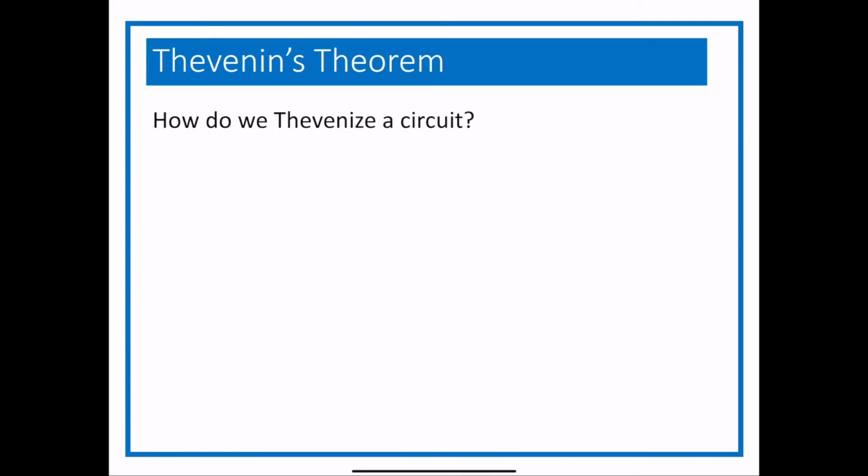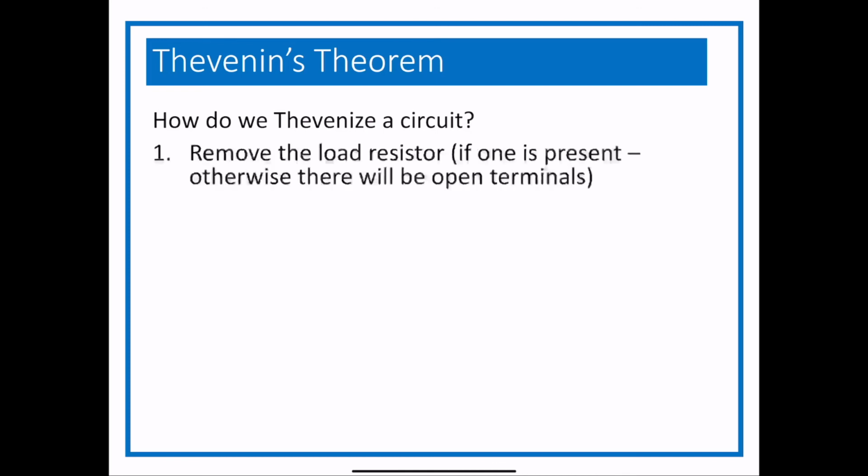So what is the process? Well, first of all, we take the load resistor off if we have one. Sometimes it's not a resistor. Sometimes it's a whole chunk of circuit we take off. So it doesn't necessarily just have to be one resistor. It's just when we first learn how to Thevenize a circuit, we usually just use one resistor. But you don't have to. You can divide a circuit in half and Thevenize half of it if you want.